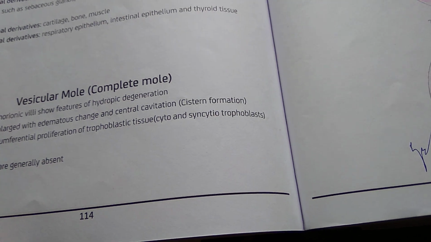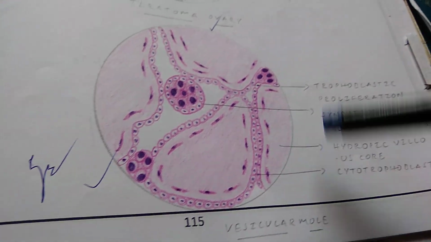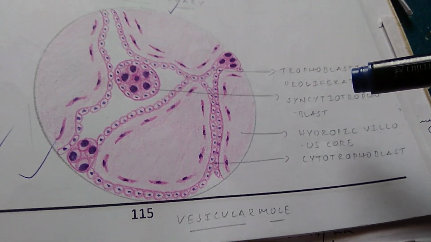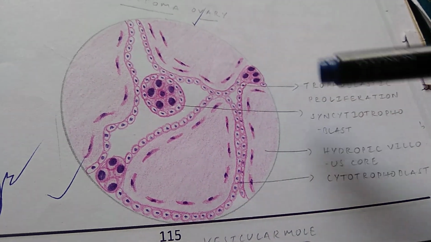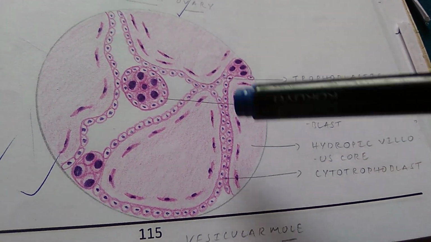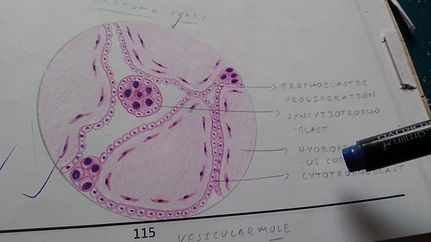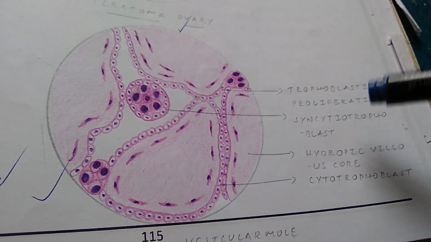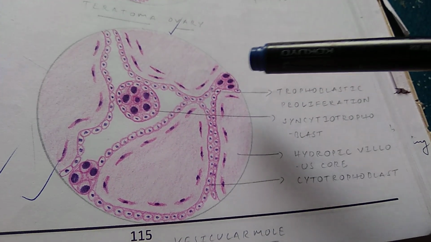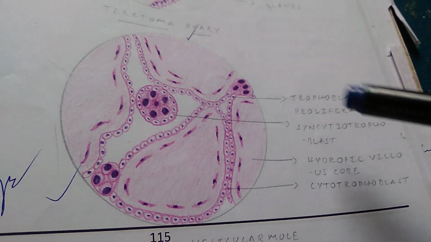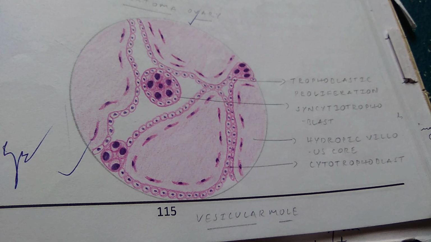Vesicular mole. Let us look at this because this is also important for your obstetrics. You know, vesicular mole. How does it look? This is a complete mole. Complete mole means you'll have a lot of grape-like vesicles, isn't it? So this is your cytotrophoblast. Inside, what are they showing? Hydropic villus core is there. Hydropic villus core. Syncytial trophoblast, they're showing here. Trophoblastic proliferation. So basically, you remember this hydropic villus core, all the grape-like vesicles.